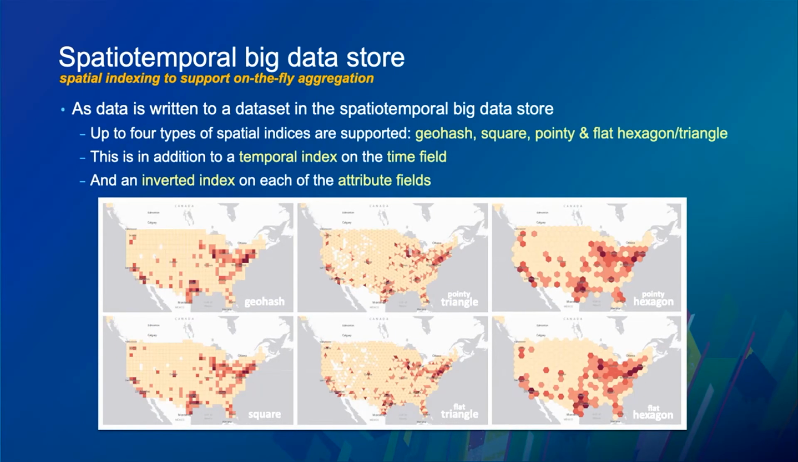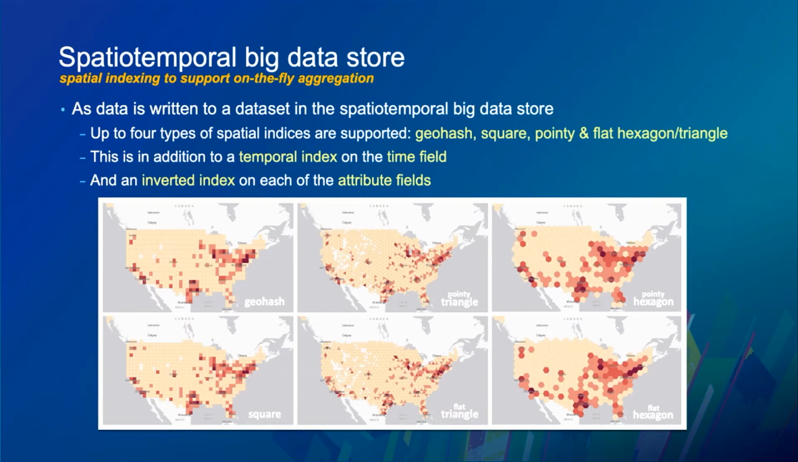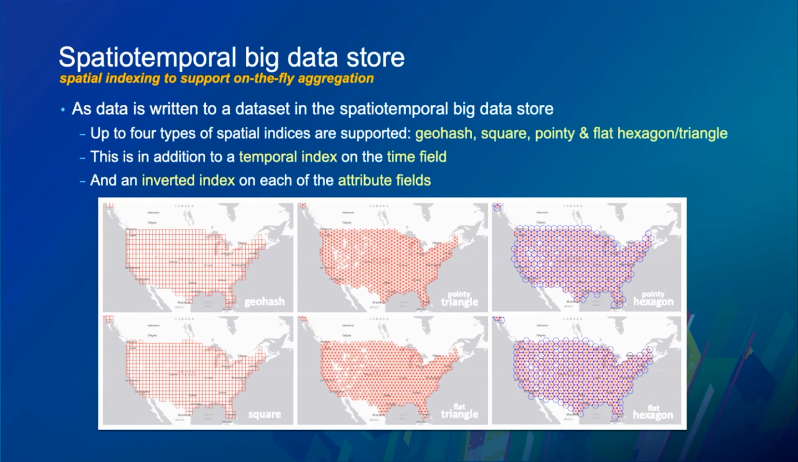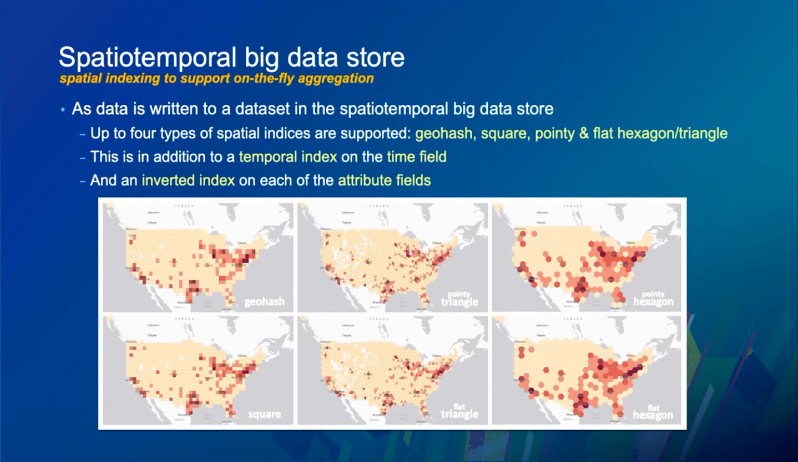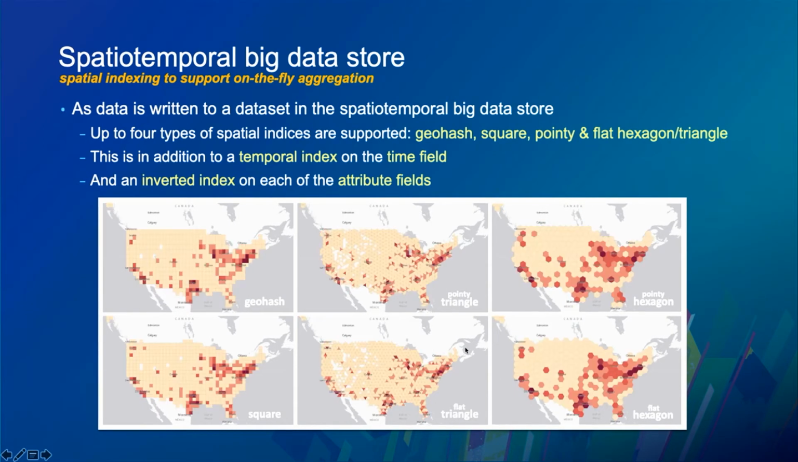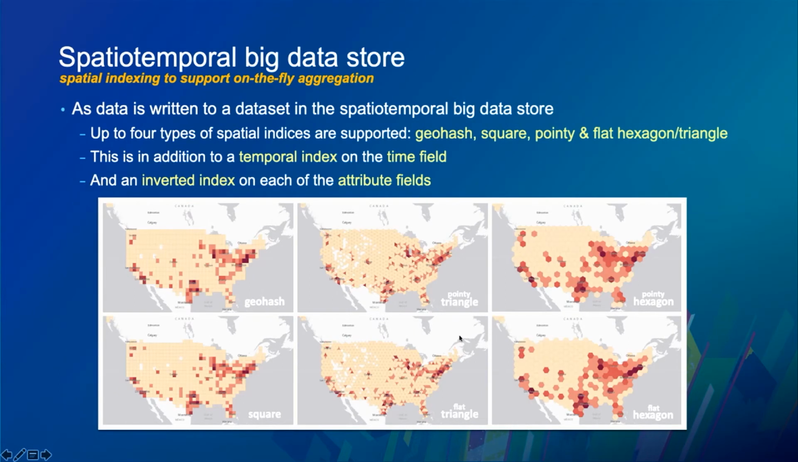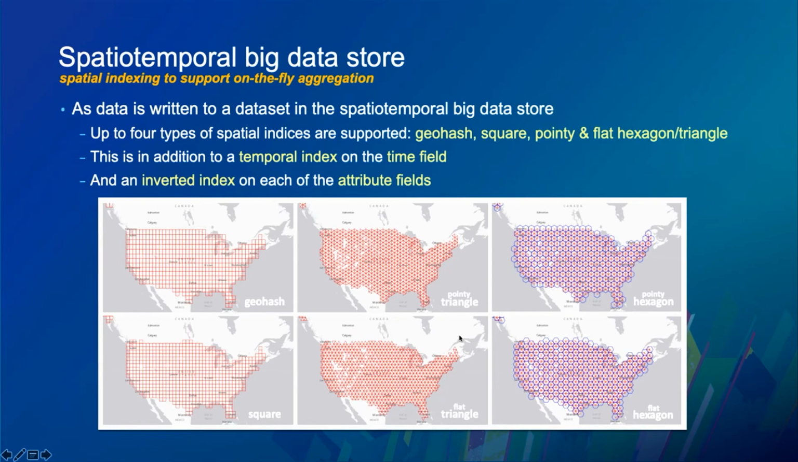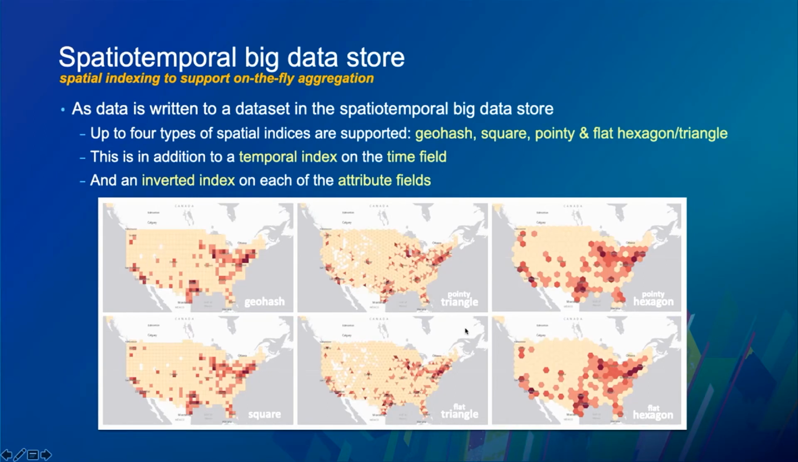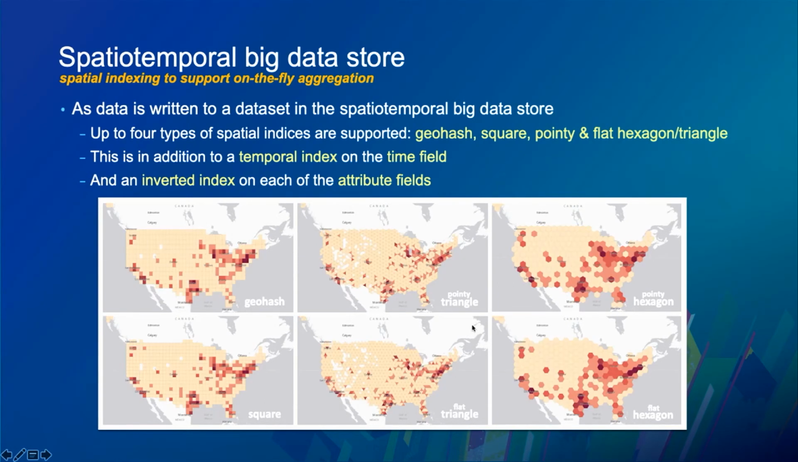For each aggregation style we support, we create a spatial index for that particular aggregation style. When you write data into Spatiotemporal Big Data Store, the index is updated continuously. We also add a temporal index on the time field, and for each attribute field, we create an inverted index that allows you to query and display data in any combination of time, space, and attribute.